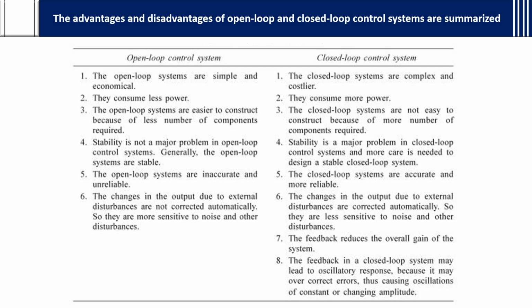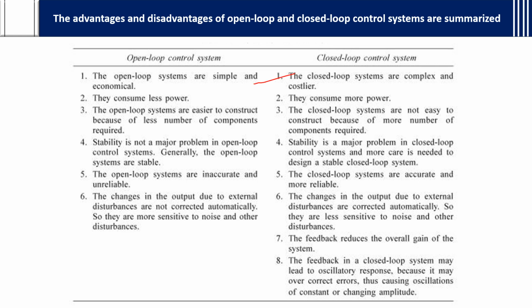They are inaccurate because they are not going to check the cleanliness, or the density of the traffic, or the heating of the room before switching on and off. Based on the time basis, it is going to do its work. The changes in the output due to external disturbances are not corrected automatically, so they are more sensitive to noise and other disturbances. If there is any external disturbance, the open loop control system is not going to correct it.